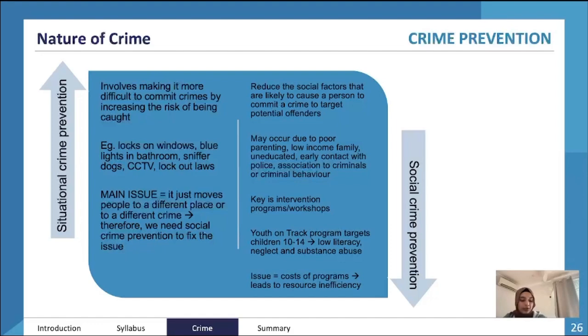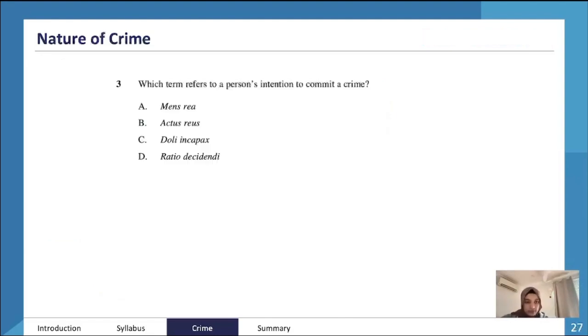Normally it's the government who is setting up these programs, so they need to be able to schedule or have a set budget dedicated to that. So that can be an issue at hand for social crime prevention.